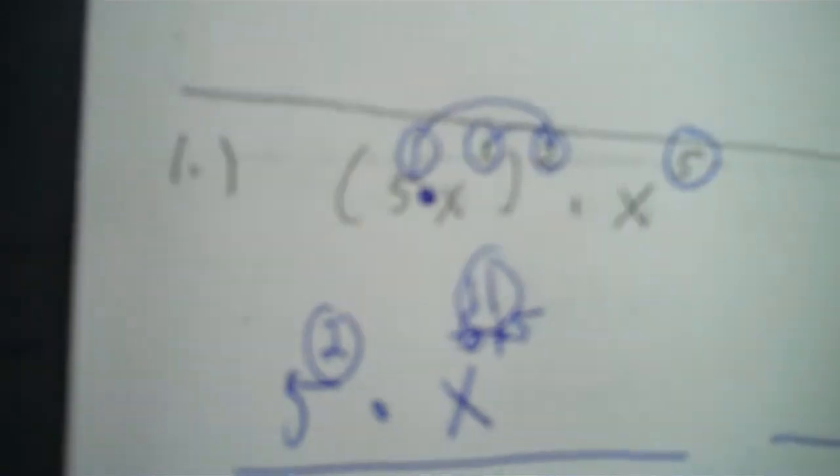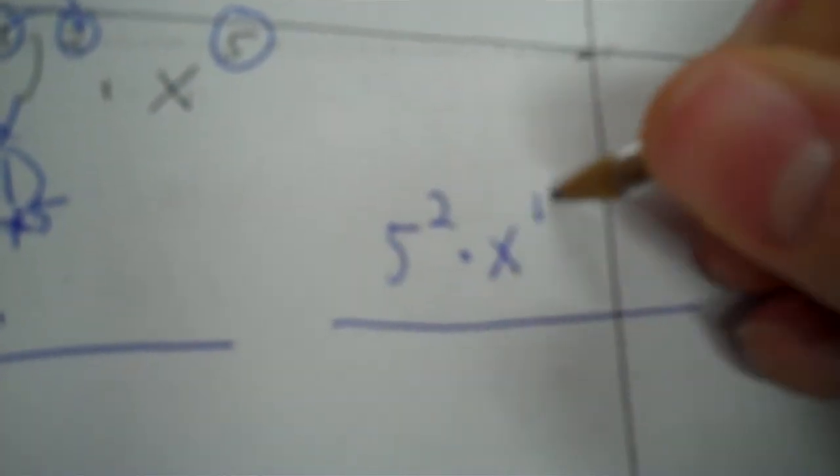Okay, so what do we do with these? Well, since they're both positives, they both stay positive exponents. So they stay exactly where they're at. 5 to the second power. 5 times 5, that's 25. Times x to the 11th. Okay.